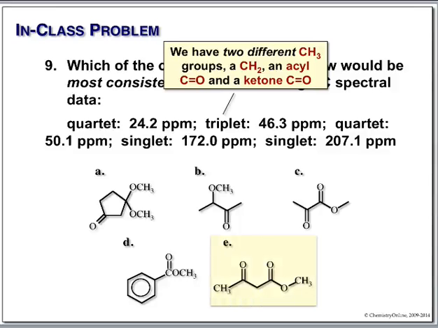Here we have two different methyls. We have a CH2 in the middle. We have a ketone carbonyl and an acyl carbonyl. Acyl, this is an ester, acid, acid halide, all of those sorts of things. Those are acyl. Can you tell me what ester? I'm sorry? Can you tell me what ester? Right, this is the carboxylic ester, and this is the one at 172.